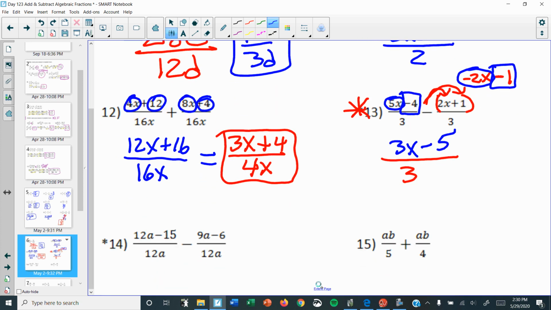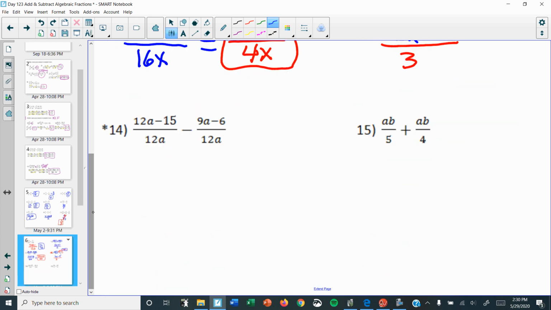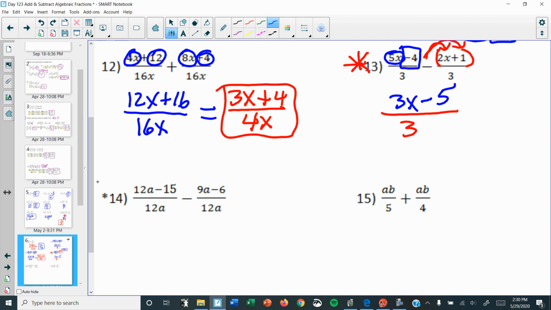So that happens with subtraction when it's a binomial or more. So the same thing happens with 14. You're not just subtracting that 9a, you're subtracting the whole numerator. So when you do that, you get negative 9a, and now you get a positive 6. So the denominator is still 12a.